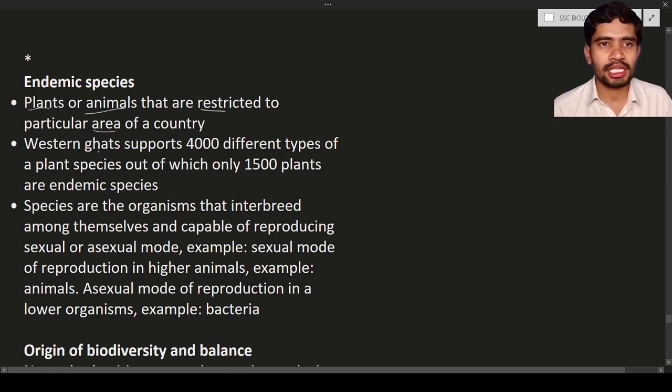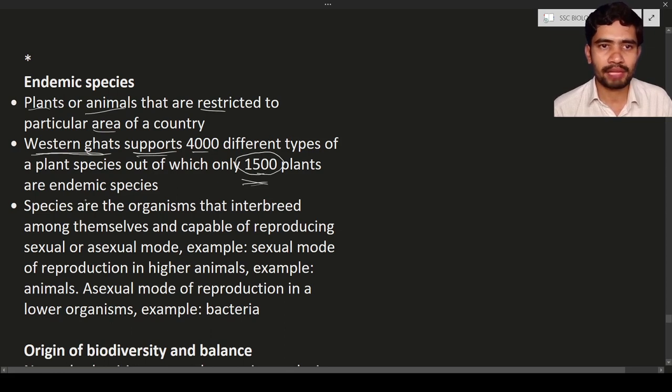Here, the Western Ghats support around 4,000 different types of plant species. Out of which only 1,500 plants are endemic species. The remaining are non-endemic species, meaning they come from some other places. These plants are not native to this region, not native to the Western Ghats, hence we call them non-endemic species. How many are endemic? Only 1,500 plants are endemic species in the Western Ghats.